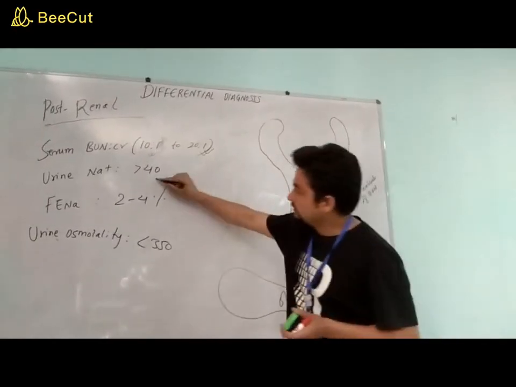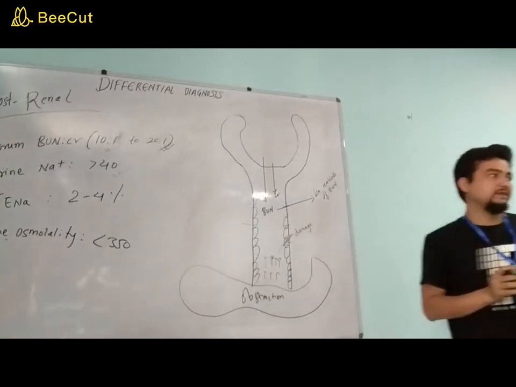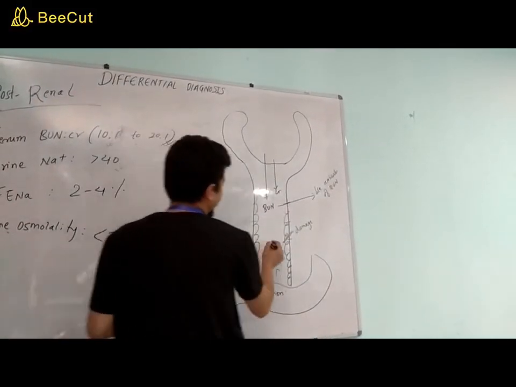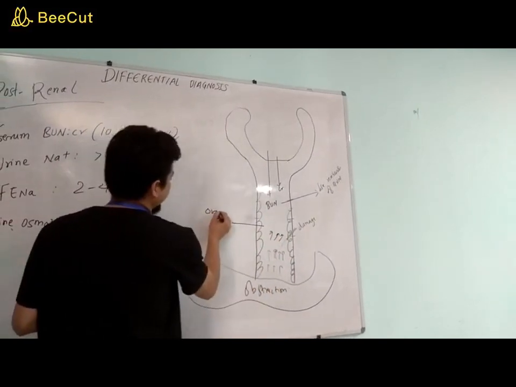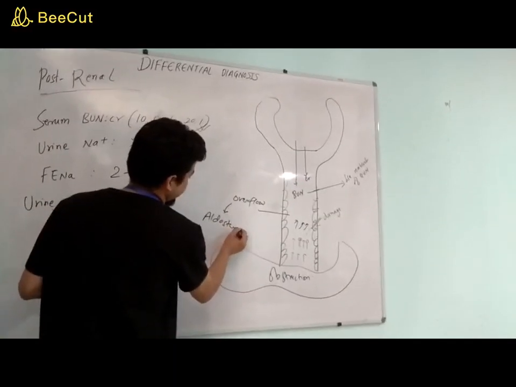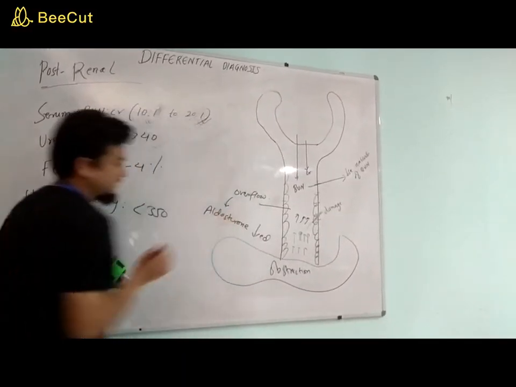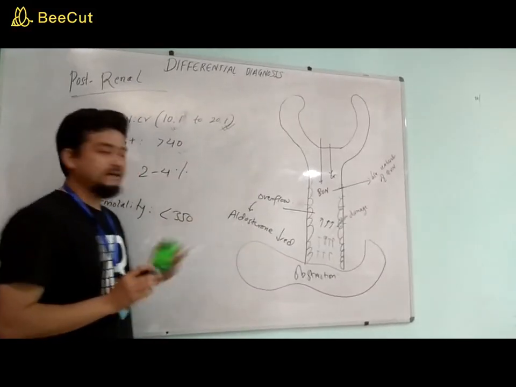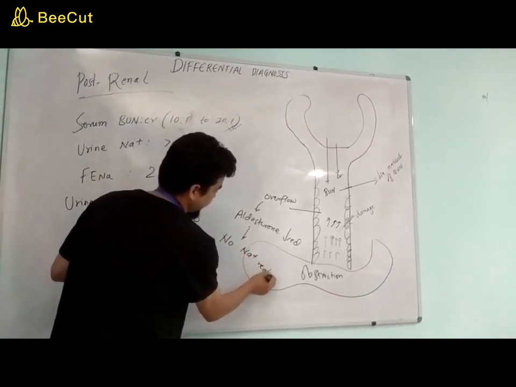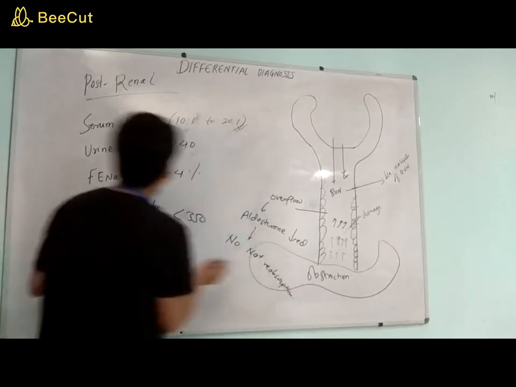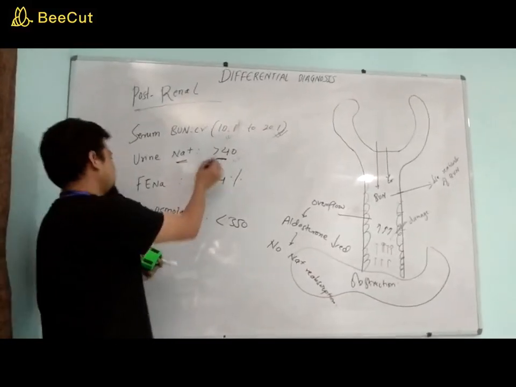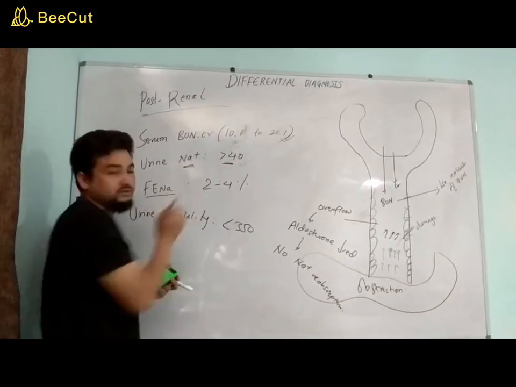The second point is that the urinary sodium is greater than 40. How does it happen? Due to increased overflow of fluid, the secretion of aldosterone is decreased. When aldosterone secretion decreases, there is no sodium reabsorption. That will cause increased sodium excretion in urine. If sodium excretion is more, ultimately fractional excretion of sodium is also more.